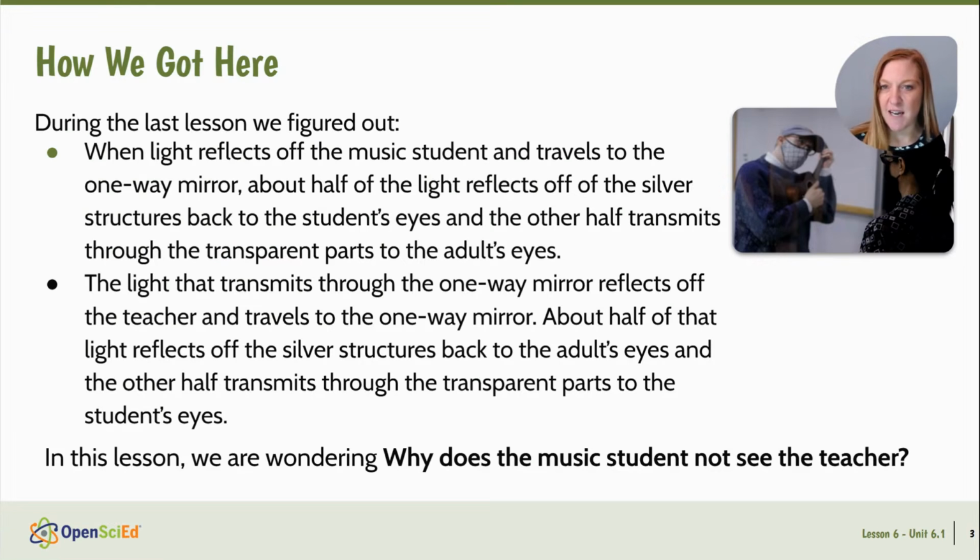So in the last lesson, we figured out that the student sees themselves because the light reflects off of the student and travels to the one-way mirror, which reflects about half of that light back to the student's eyes. The other half of the light transmits through the transparent part of the glass to the adult's eyes. And then we also figure out that the light that transmits through the glass bounces off of the adult back to the one-way mirror. Half of this light is reflected back to the adult's eyes off of the silver sections in the glass, and the other half transmits through to the student's eyes. So we're wondering why the music student does not see the teacher when there's an input from the teacher.